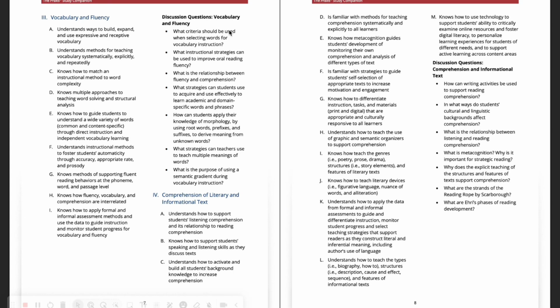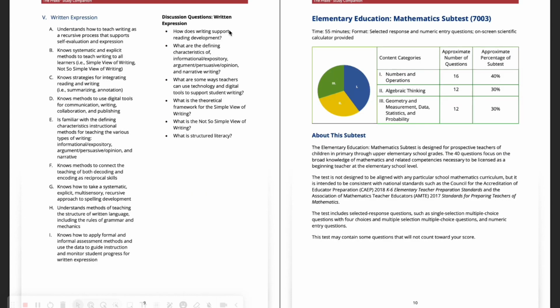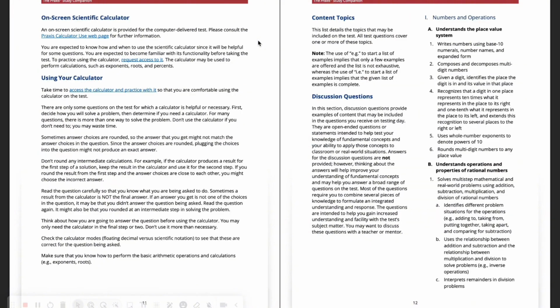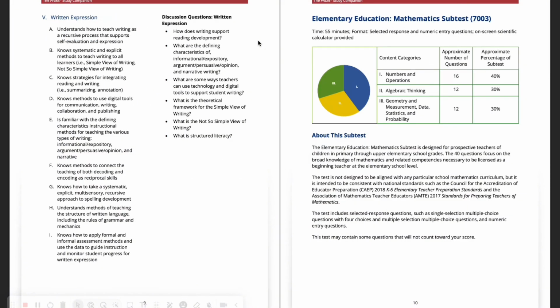Now, ETS does have a free study plan as well, and so I'm going to create a video on how you can use the study plan and the study companion side by side to help you prepare for your exam. And remember, these resources are totally free. Let's look at math. We're going to use math for an example, and then we're going to move on.